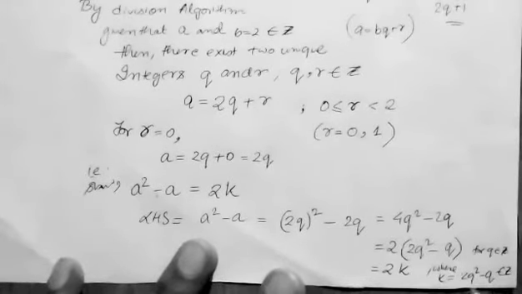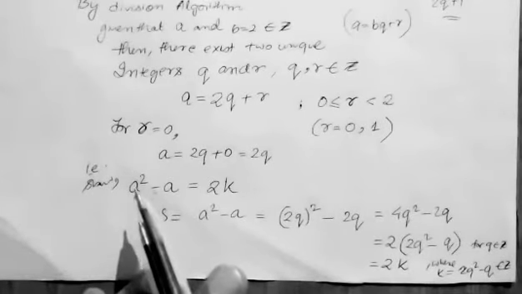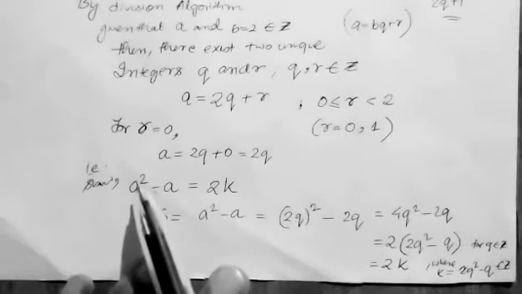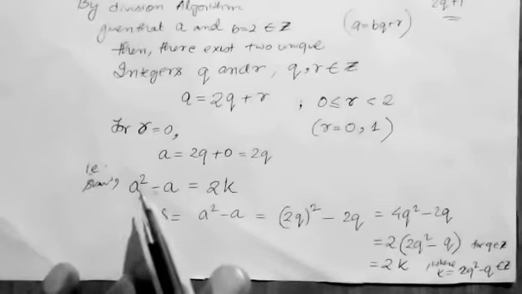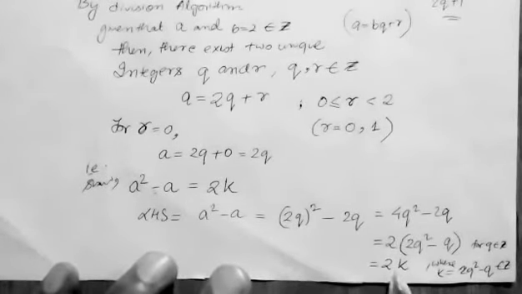For q belonging to an integer, we know 2 is an integer. So if q is an integer, q square will also be an integer, and if you subtract another integer from the whole term, this will also be an integer. So we can replace 2q square minus q by an integer k. Now we can see that we have expressed the difference between the square of a number and this number as 2k.